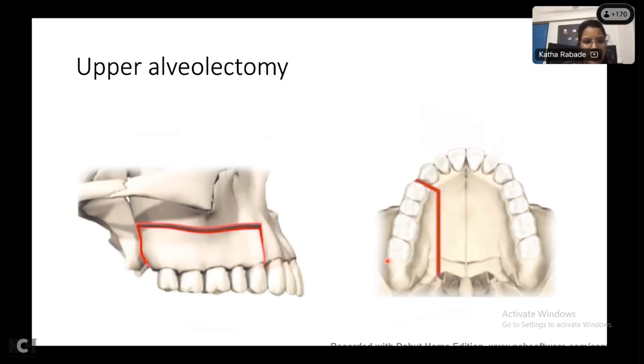This is upper alveolectomy, where part of the upper alveolus is removed. So this will have this anterior margin, posterior margin, superior margin, and medial margin. The bony margins would be, this would be the posterior bony margin, anterior margin, and on the palate, the superior margin, and on the palatal side, the medial palatal margin.